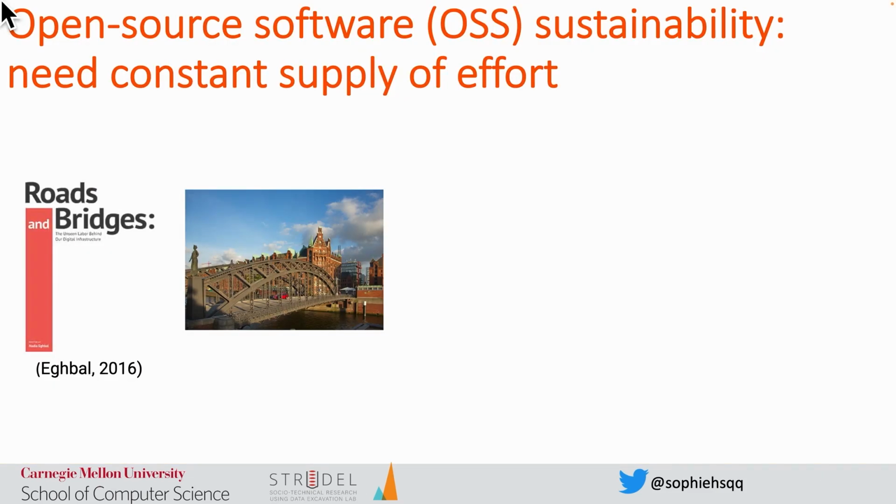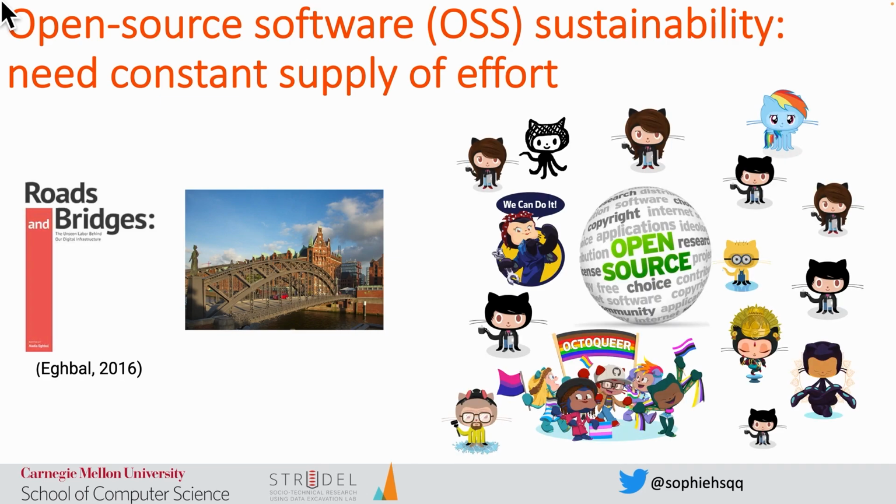Open source software is now ubiquitous, virtually powering all software we're using daily. It is considered as the digital infrastructure, roads and bridges. Just as our physical infrastructure needs maintenance, open source software also needs constant supply of efforts to fix bugs, develop new features, etc.